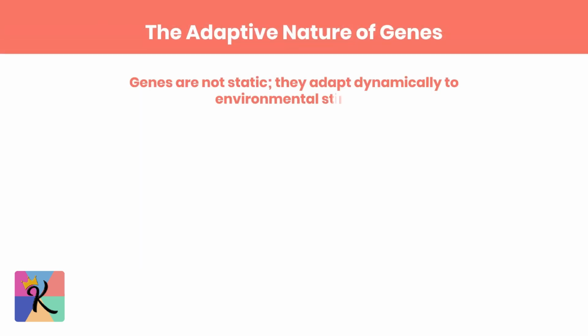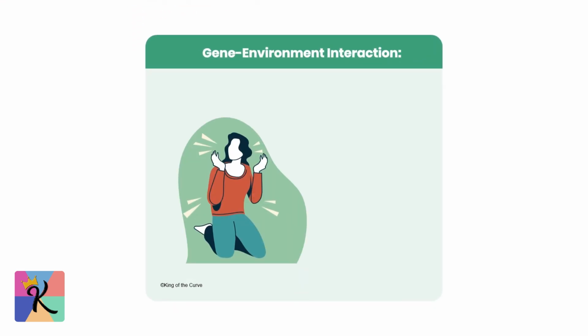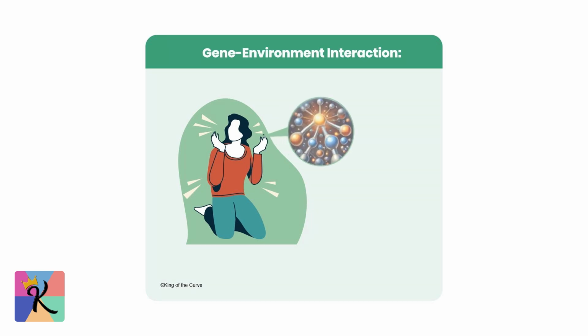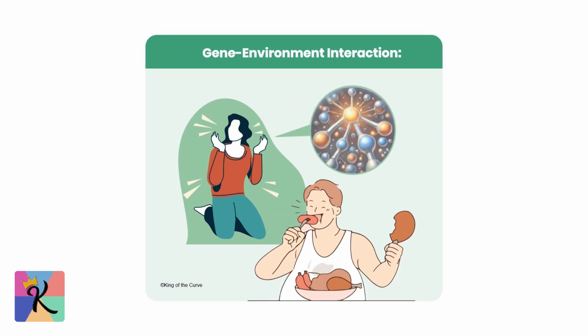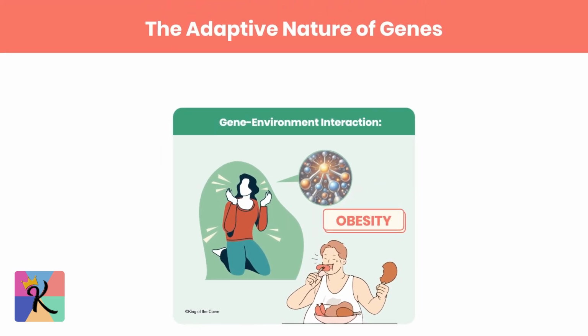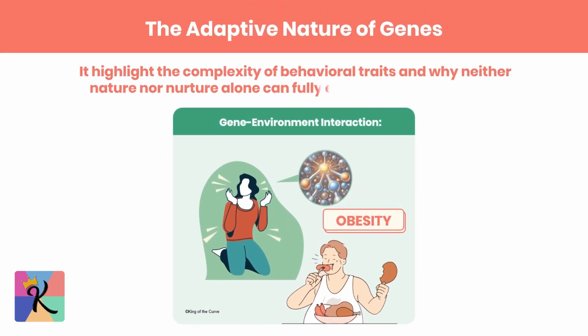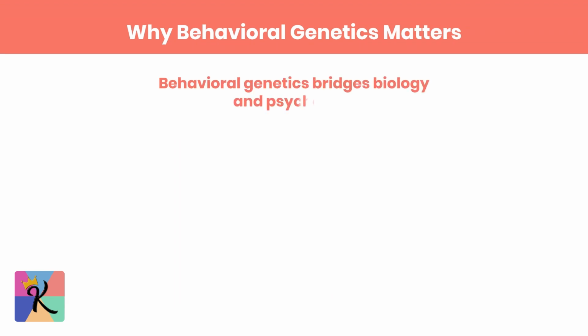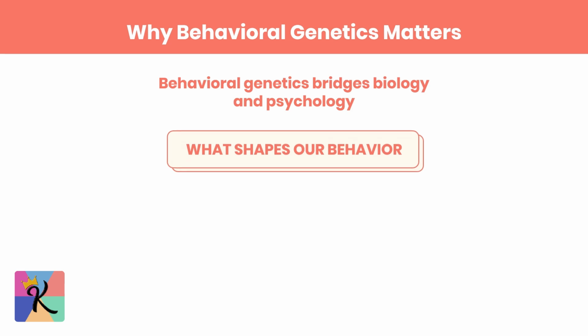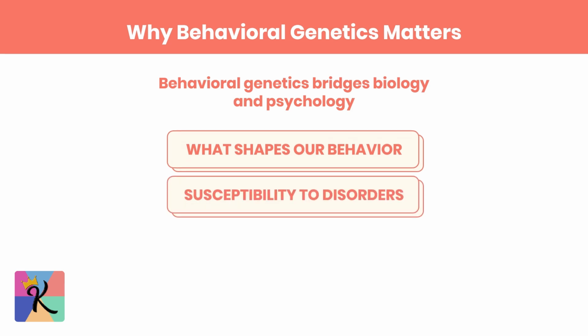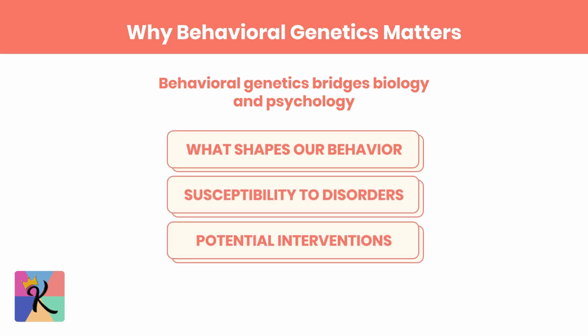Genes are not static, they adapt dynamically to environmental stimuli. For example, chronic stress can activate genes that increase neurotransmitter production linked to overeating, contributing to obesity. These gene-environment interactions highlight the complexity of behavioral traits and why neither nature nor nurture alone can fully explain human behavior. Behavioral genetics bridges biology and psychology, offering insights into what shapes our behavior, susceptibility to disorders, and potential interventions.